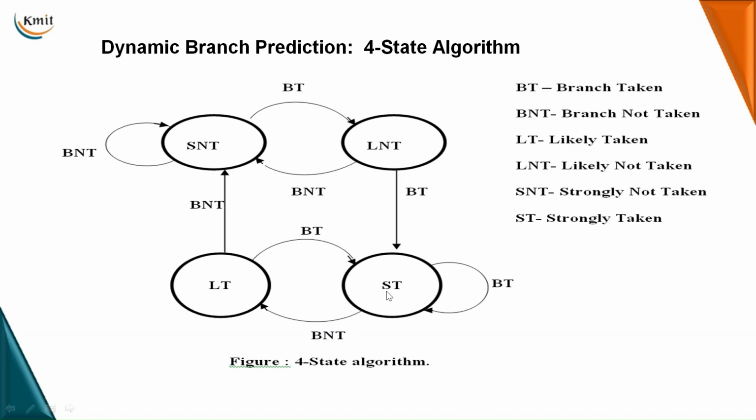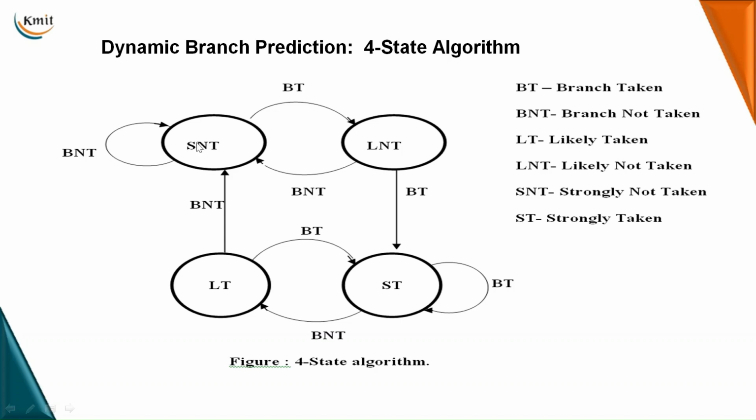Similarly, consider a branch is in a strongly taken state. Next time when it is executed and it is taken again, then it will be in the same state. If it is executed and it is not taken, then it moves from strongly taken state to likely to be taken state. And when it is in a likely to be taken state, and next time it is executed and it is taken, it moves from likely to be taken state to strongly to be taken state. Now consider a situation where the branch is in a likely to be taken state, and it is executed and it is not taken now. So it moves from likely to be taken state to strongly not taken state.